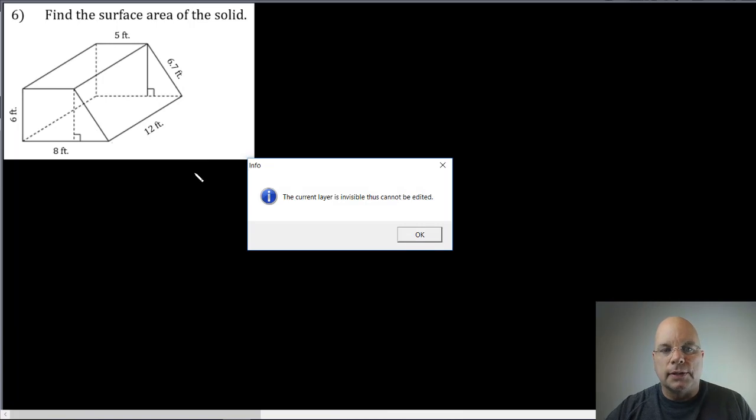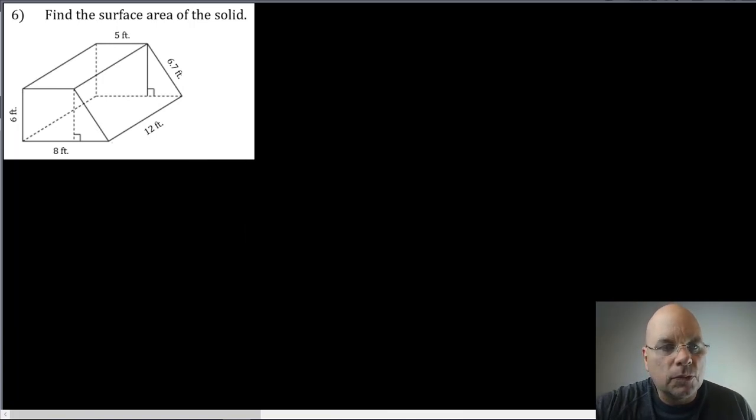So this would be the base right here, as would this congruent trapezoid back here. And so, in order to find the surface area, there is no formula for surface area. It's just a matter of finding the area of each of the faces and adding them all together. In some cases, we could multiply the area of one face by 2 or more, depending on how many congruent faces we have.